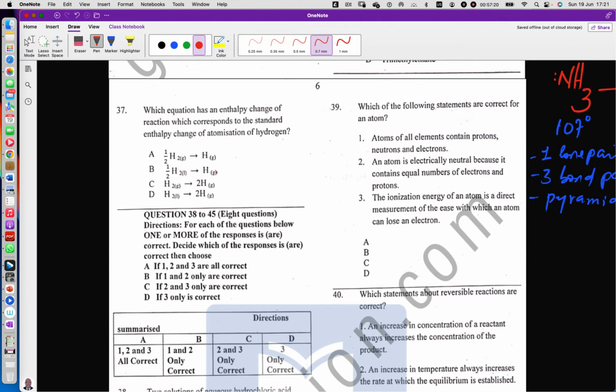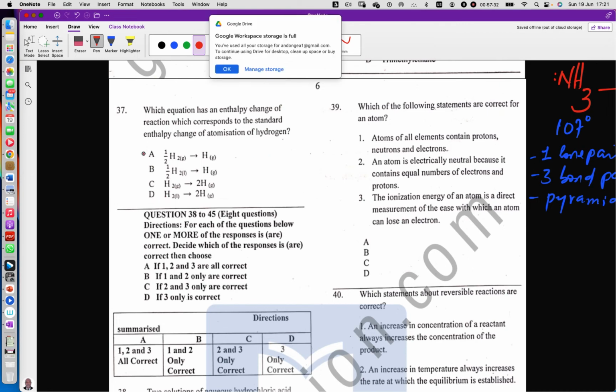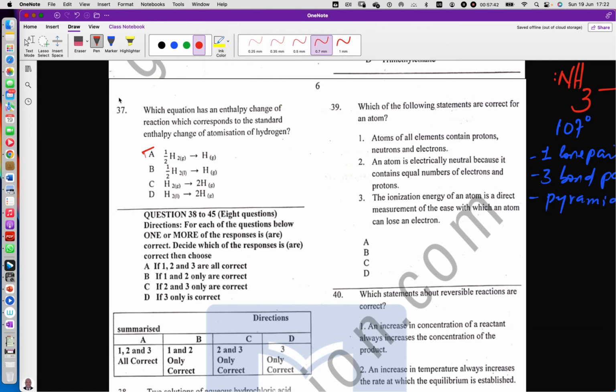So I would have said A. Let me first check. B, no. This one no. This one no. So atomization is A. A is our right answer for atomization. So if we were to do this, A is our right answer. A is our right answer for question number 37.